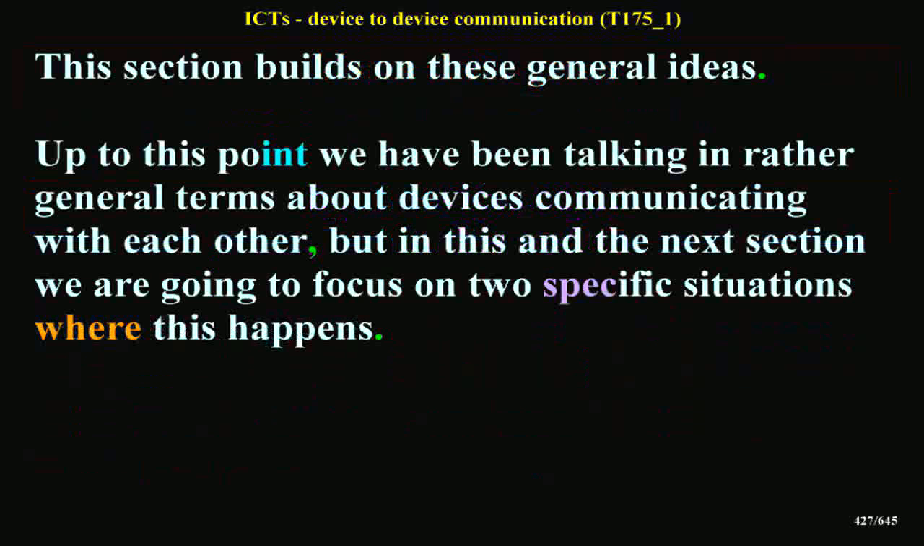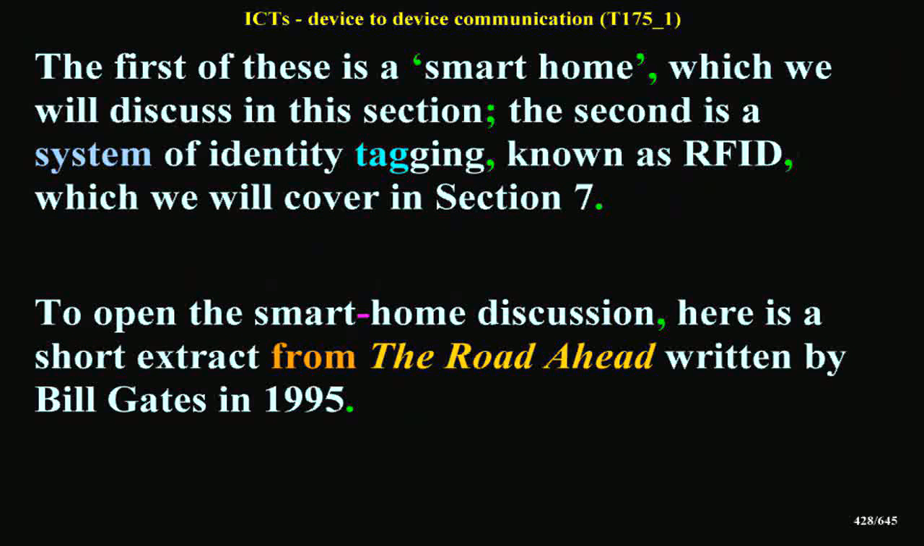Up to this point we have been talking in rather general terms about devices communicating with each other, but in this and the next section we are going to focus on two specific situations where this happens. The first of these is a smart home, which we will discuss in this section. The second is a system of identity tagging, known as RFID, which we will cover in section 7.